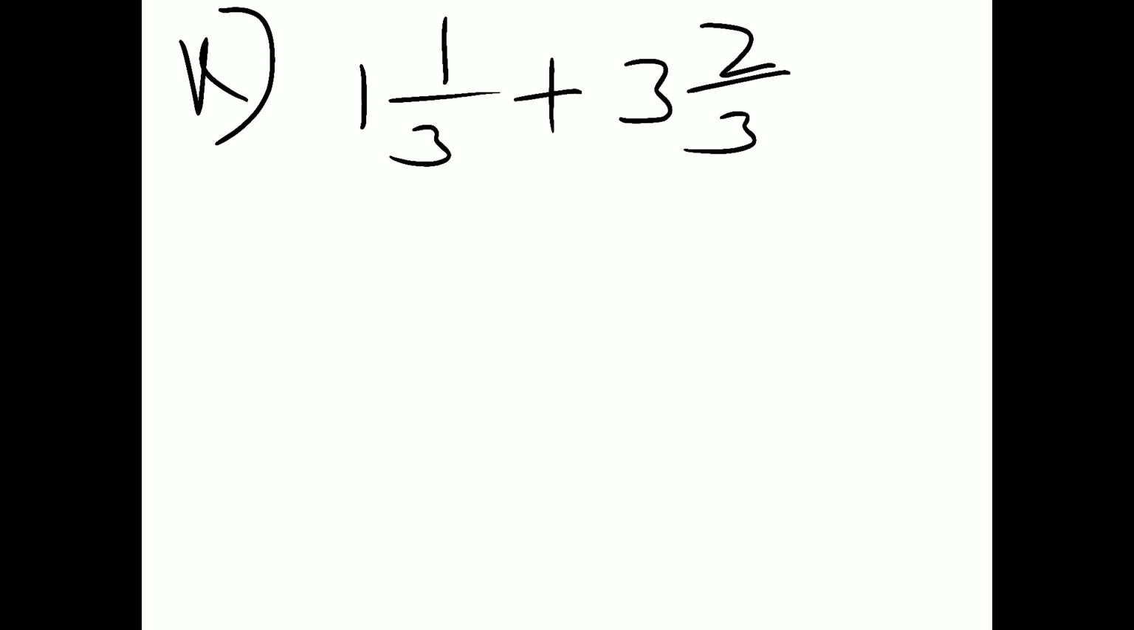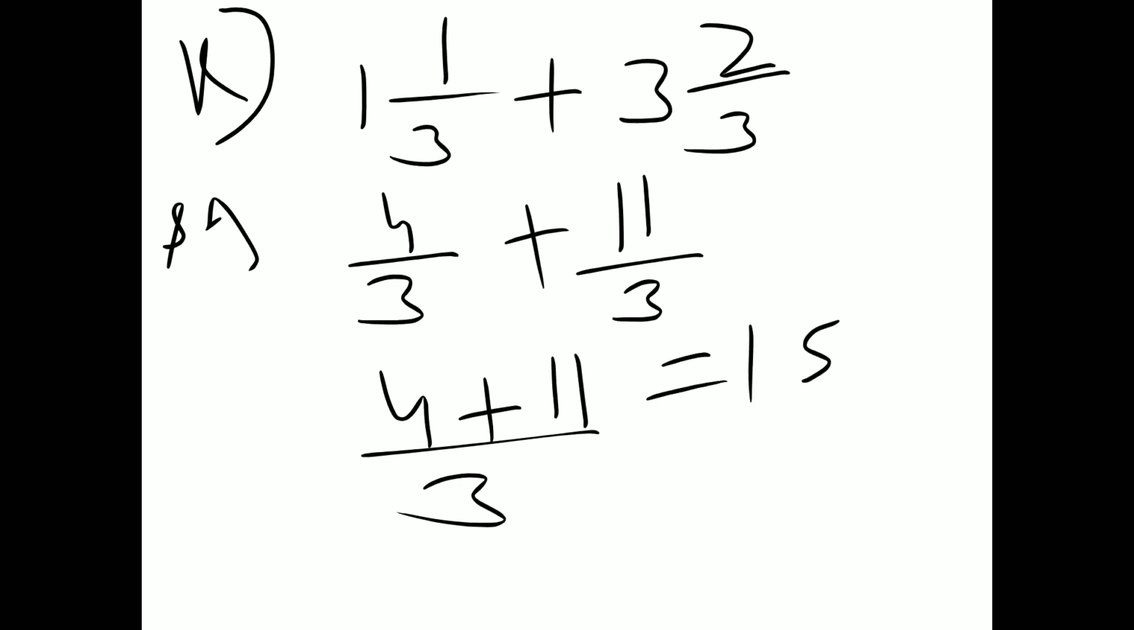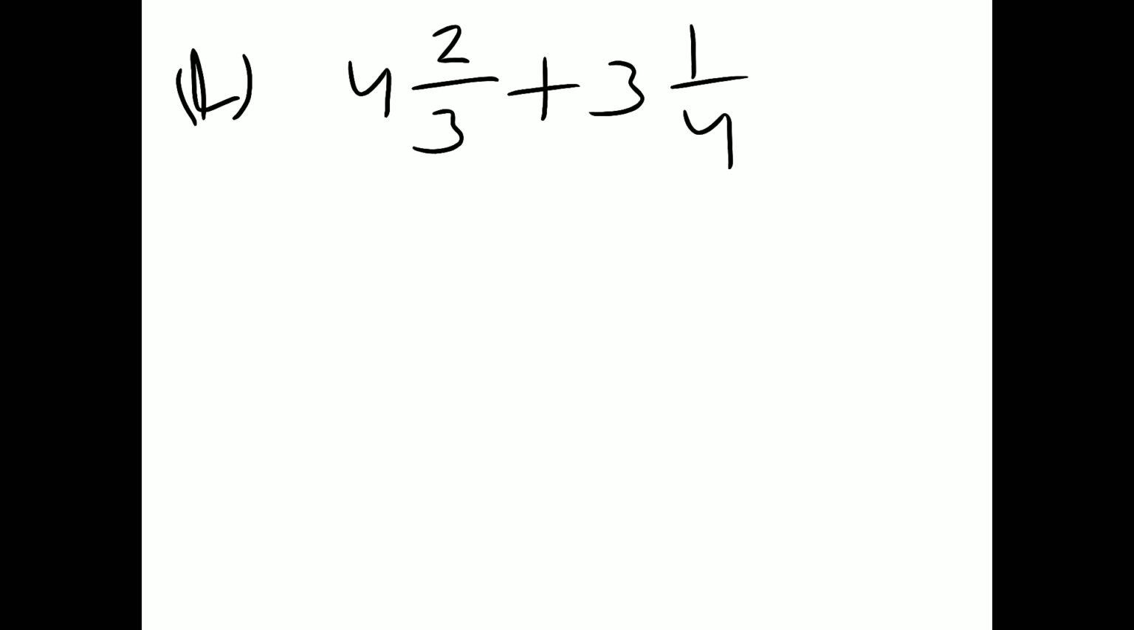Now see in K part, they are given in mixed form. So you convert to improper form first. 1 3 is 3 plus 1, 4 by 3, plus 3 3s are 9, 9 plus 2 is 11. Clear? Now both are having the same denominator, so you add them. 4 plus 11, answer is 15 by 3. Now it comes in the 3 table at 5s, so answer is 5 only. Clear? Now I will do L part for you.